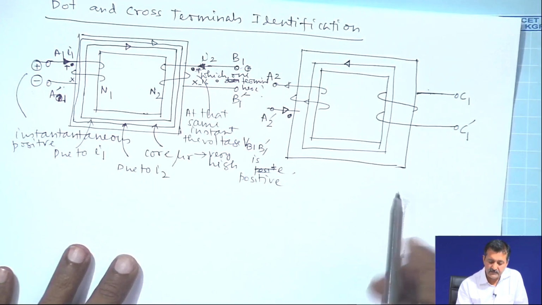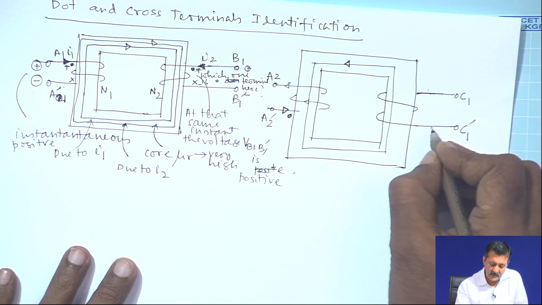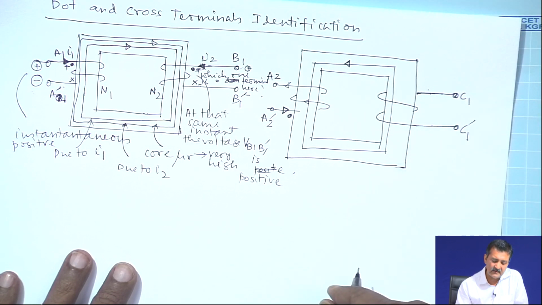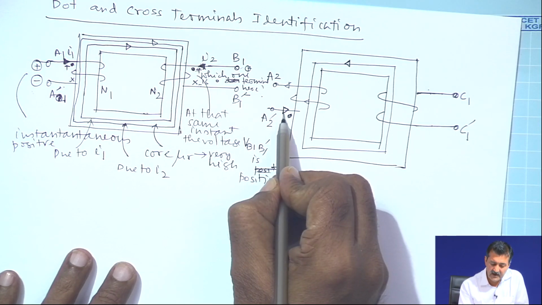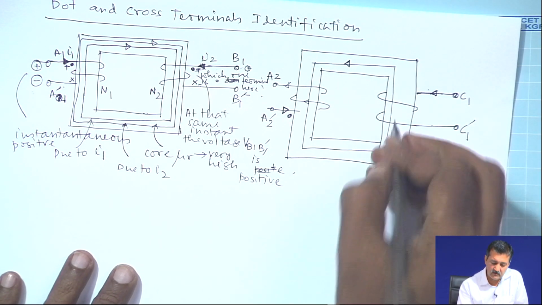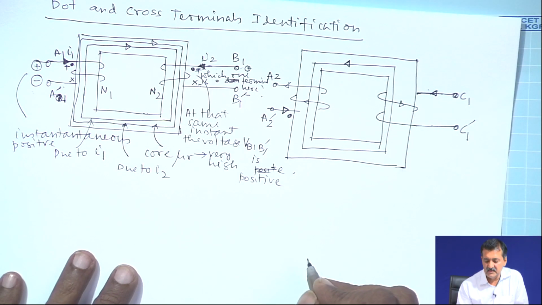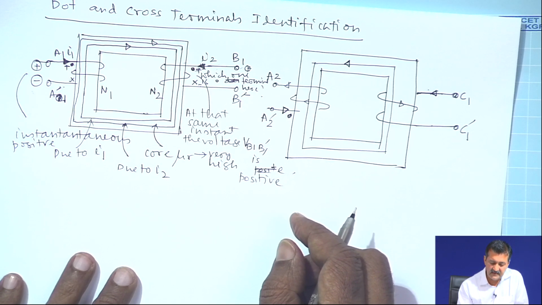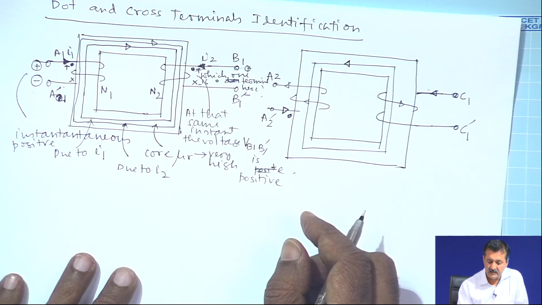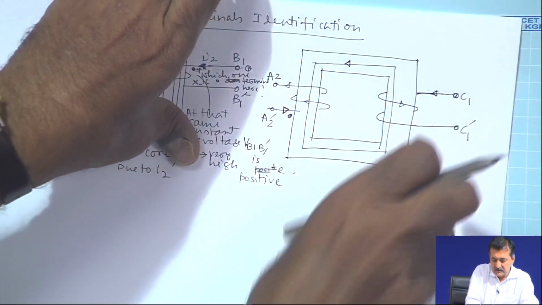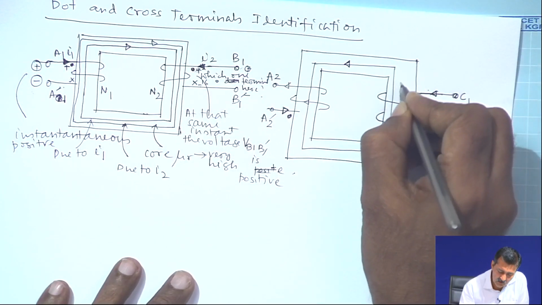So, therefore, let me decide whether this terminal, now this terminal I am just choosing, is dot or cross. Since I have put an arrow here in this direction, I will also try to put the arrow there, and if the arrow is there, then the current direction is plus there. So, if the current direction is like this, what is the flux direction of this line? This is up, this is also up.